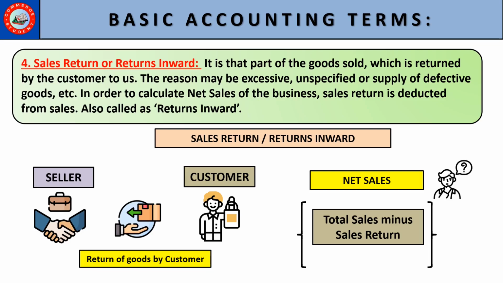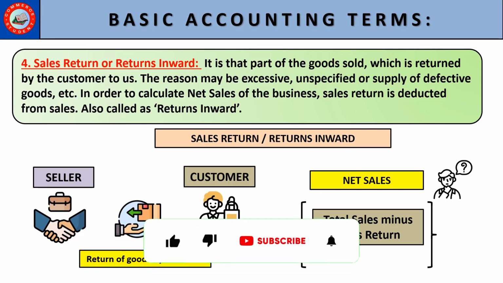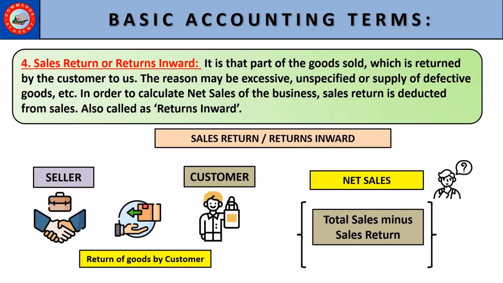Sales return or returns inward. It is the opposite of purchases return. Here the business receives back the goods sold to customers, and those goods are sales returns itself. This happens maybe due to excess, unspecified, or defective goods. To calculate the amount of net sales, we deduct the sales returns from the total sales. So think of it like a goods go, goods come situation. Sales return is also called returns inward. Why? Because the goods are coming back in the business from the customers.